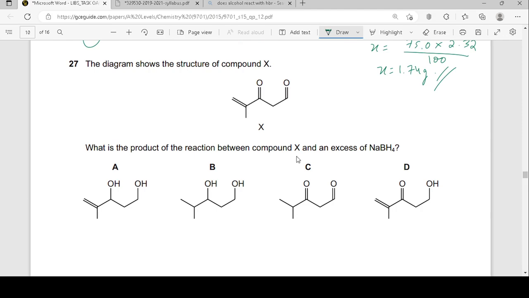So NaBH4 won't be able to reduce this double bond. The double bond is really only reduced, from our syllabus, by gaseous H2 in the presence of a nickel catalyst. So that's a really strong reducing agent.